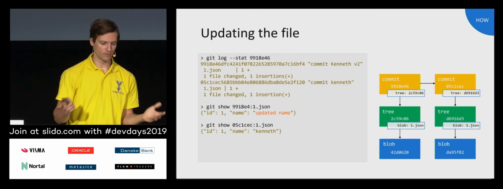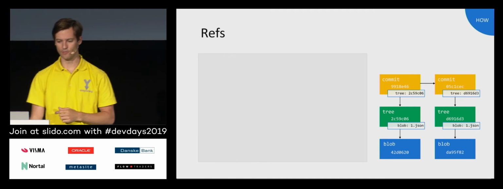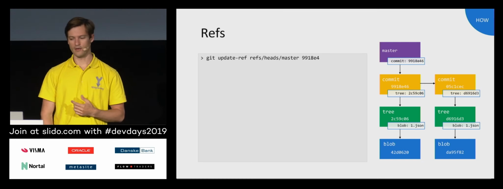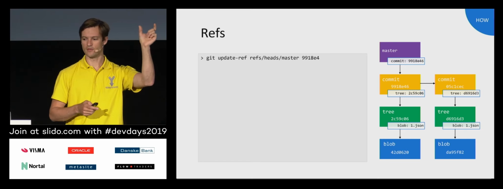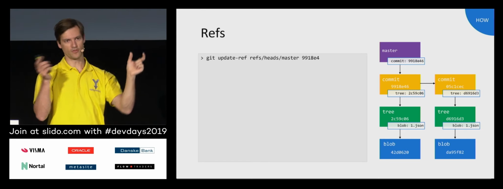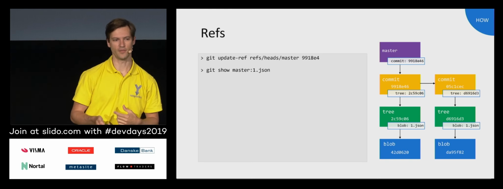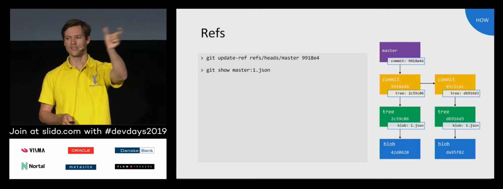Now I'd still need to know which commit is the latest one, and for that we can use branches or refs. And I can just tell Git the reference named master now points to this commit, and now I can access my file by going show me whatever is the value of 1.json on master.